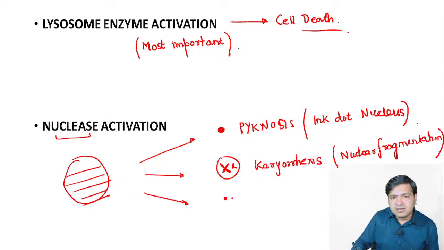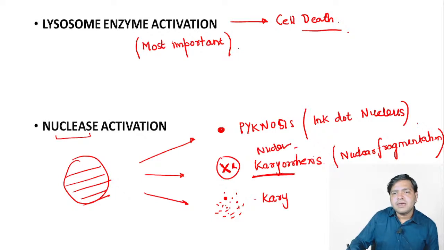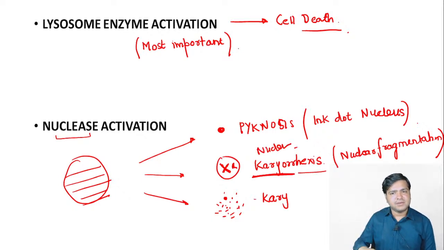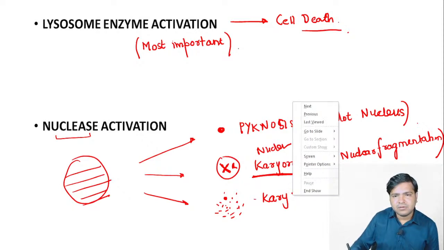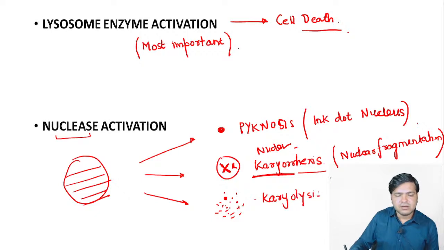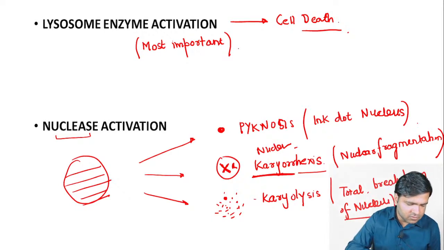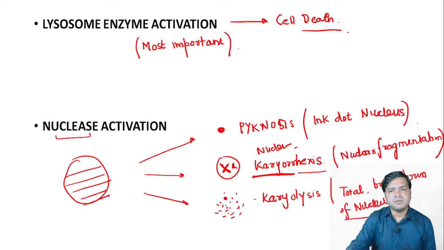And further, the nucleus is fully destroyed. It will be karyolysis. The word karyo is basically associated with the nucleus. Rhexis means fragments of the nucleus. And ultimately, we have karyolysis. It is the total breakdown of the nucleus.